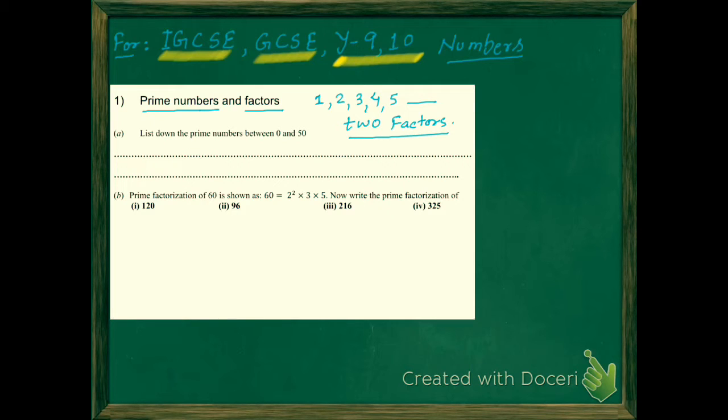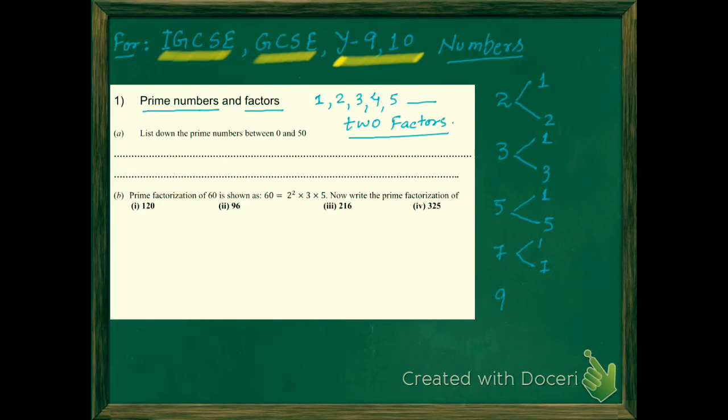For example, we have number 2. It has only two factors. What are those? 1 and 2. We have number 3, 1 and 3. We have number 5, 1 and 5. We have number 7, 1 and 7.